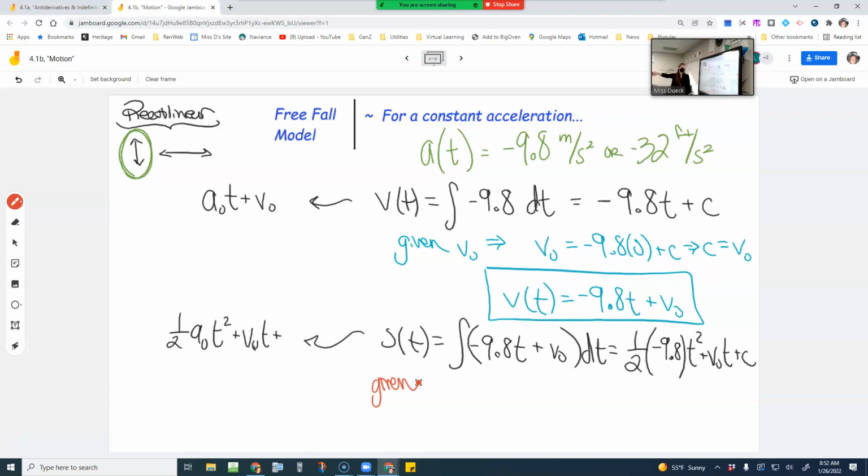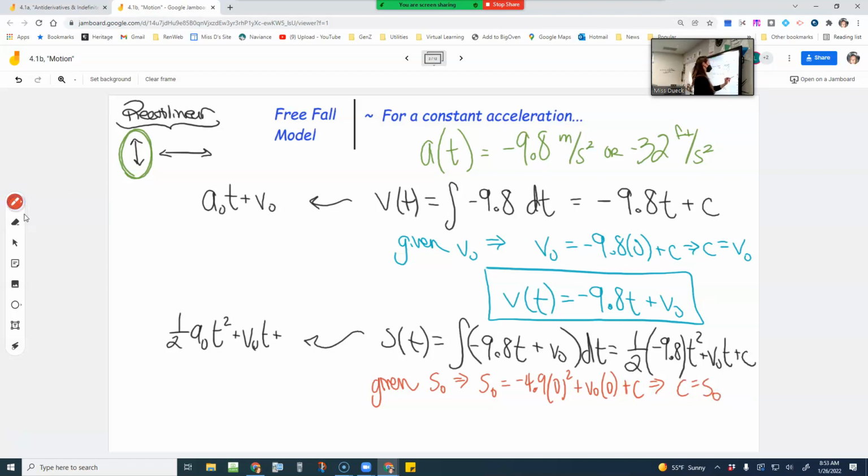Like that number 14 that Sarah brought up, we did 2 integrals back. We had 2 clues to plug in. So what if we know the initial position? Then my position, whatever that initial position is, would give me that negative 4.9, which is 1/2 of 9.8. 0 squared, that's going to go away. Plus my initial velocity times 0, that's going to go away. My c is just going to be that initial position.